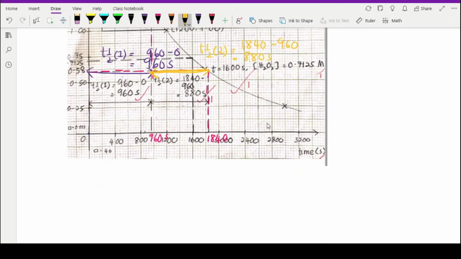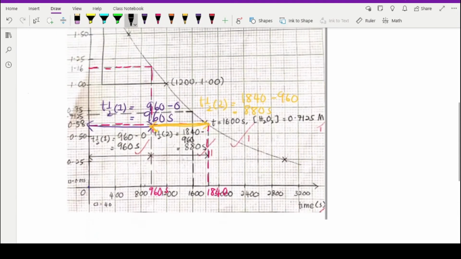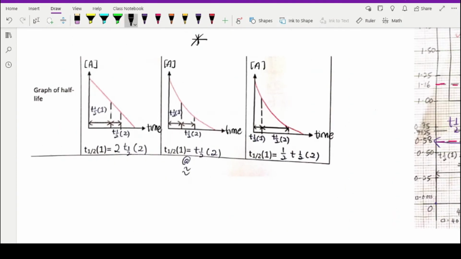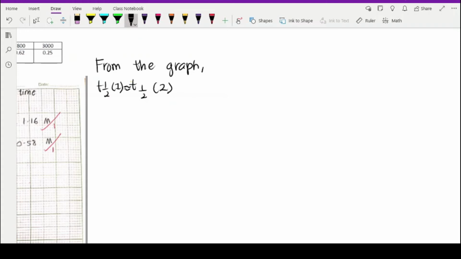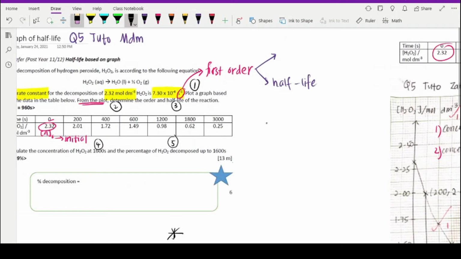So now we're going to compare our first and second half-life. We can say that from the graph, our first half-life is nearer to the value of our second half-life. Remember when I told you that the first half-life must be equal or nearer to the value, because the first half-life is 960 seconds, which is nearer to the second half-life value, which is 880 seconds. So hence the order is first order reaction. So we are done with the first question.